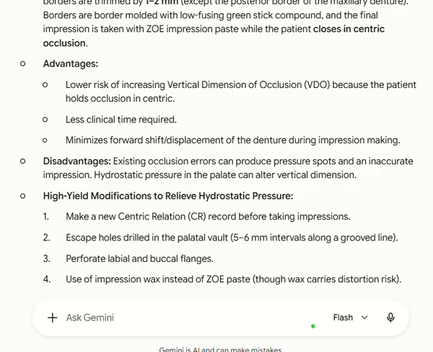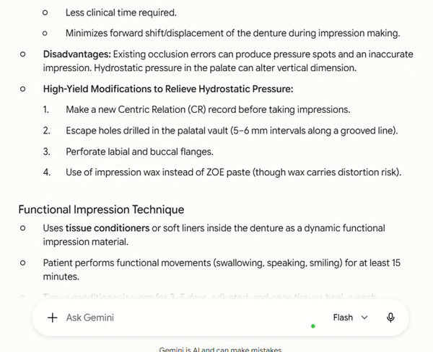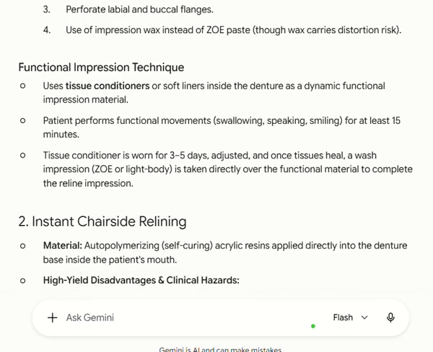High-yield modifications to relieve hydrostatic pressure: make a new centric relation, CR, record before taking impressions. Escape holes drilled in the palatal vault, 5 to 6 mm intervals along a grooved line. Perforate labial and buccal flanges. Use of impression wax instead of ZOE paste, though wax carries distortion risk.